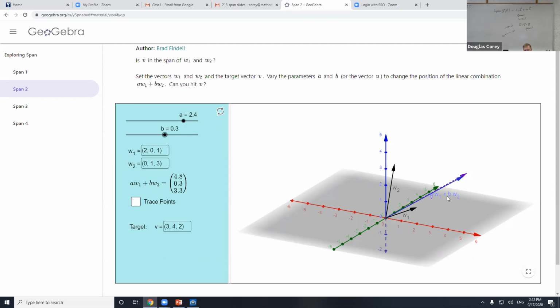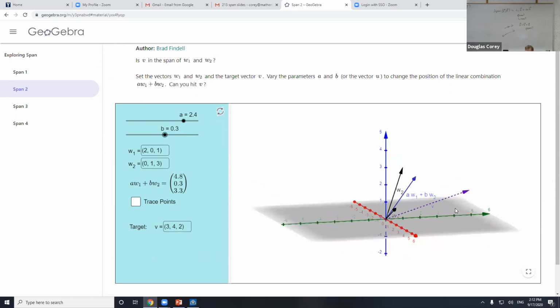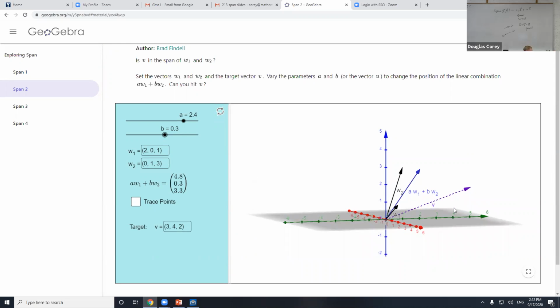But okay, so I'm pretty close here, right? No. Okay. I'm moving this around, and it doesn't look like I can get over there. Is it only because I can go up to 4? What's wrong here? I'm going to put on trace, and I'm going to move some things around here.